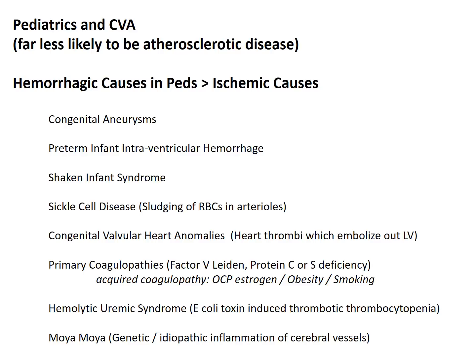Some select diseases which begin in pediatrics, like sickle cell disease, and some of the genetic coagulopathies typically present in childhood, particularly with sickle cell disease. Young children can develop stroke due to sludging of those sickle cells in the arterioles. So just be aware of some of the differences in pediatrics versus adults when it comes to etiologies of stroke.